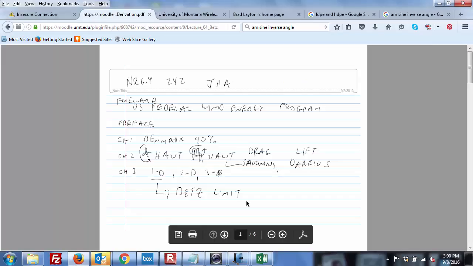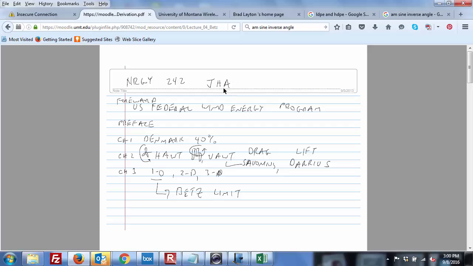Oh, and then Betz's law. Take a look at Jaw. The first 3 chapters are there. He talks a little bit about the federal wind energy program. Talks about how Denmark gets as much as 40% of their electricity from wind. The horizontal axis wind turbine are the types you typically see out on the High Line in Shelby. The vertical axis is the type we just showed. The vertical axis is either a Savonius or a Darrieus, and I believe that's a quiz question too. So look those up in your text.